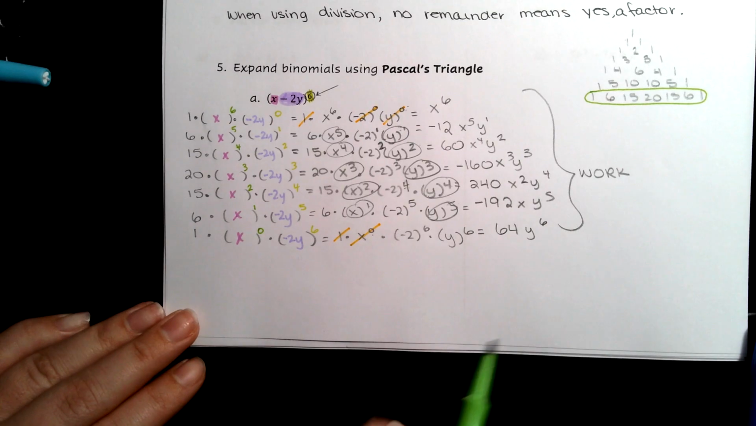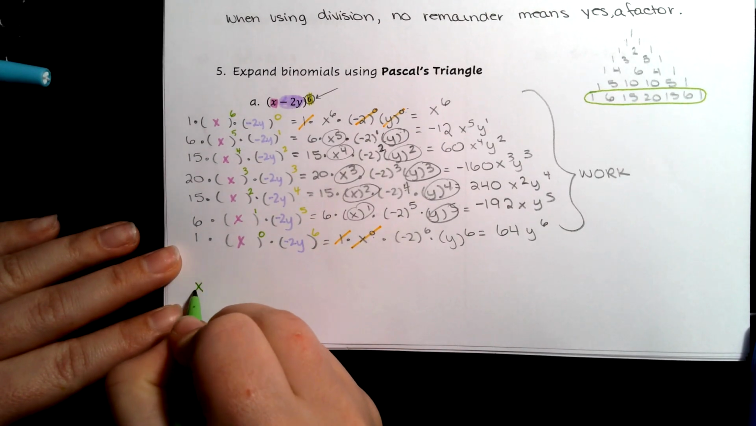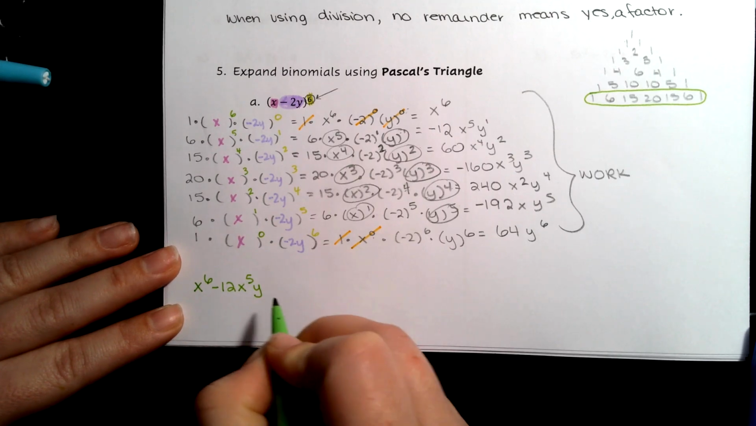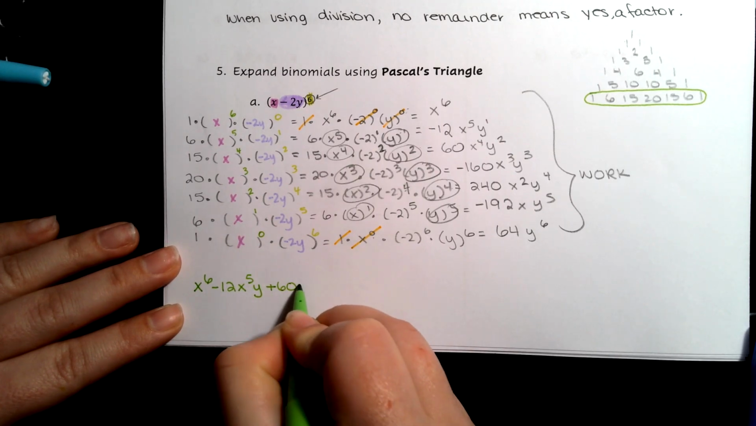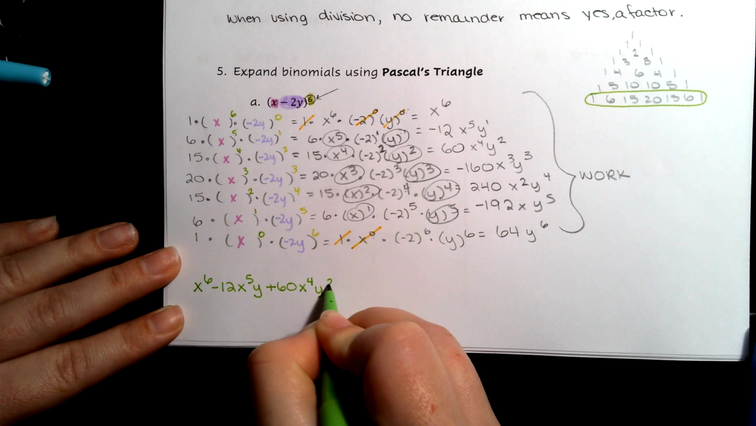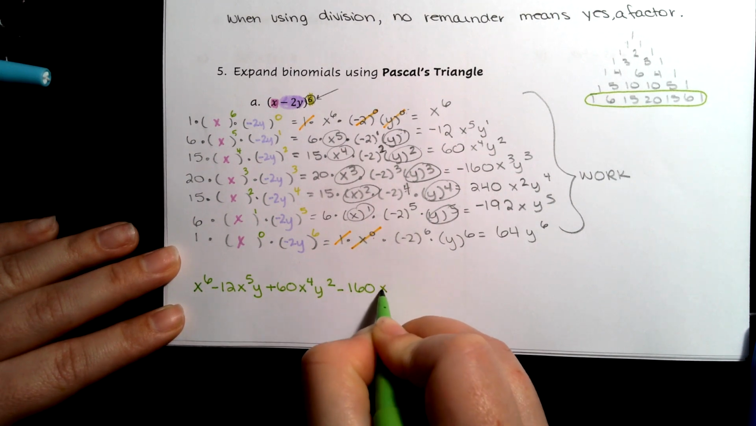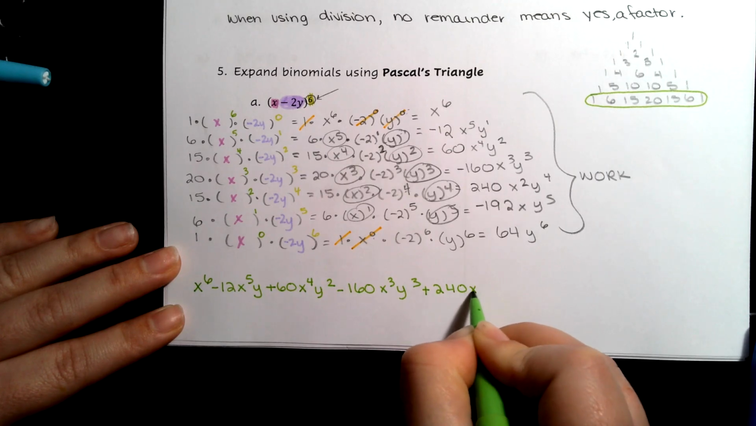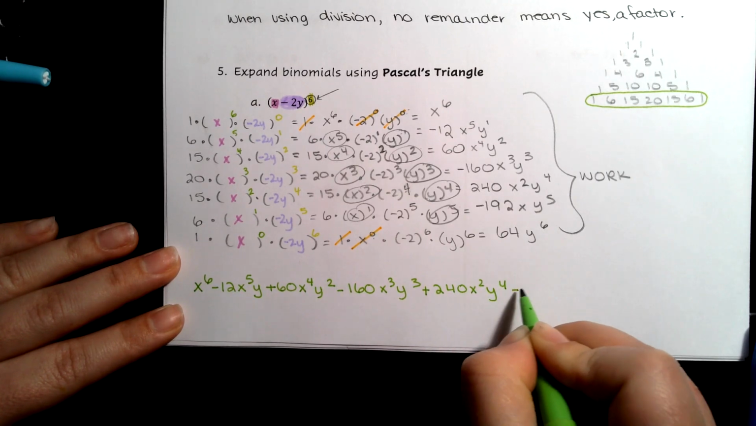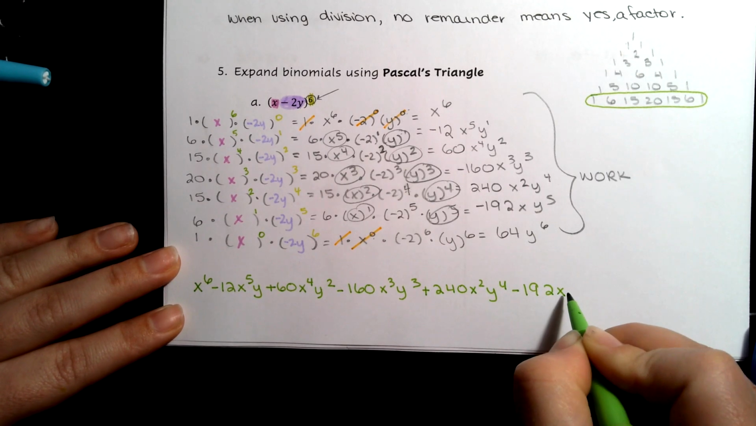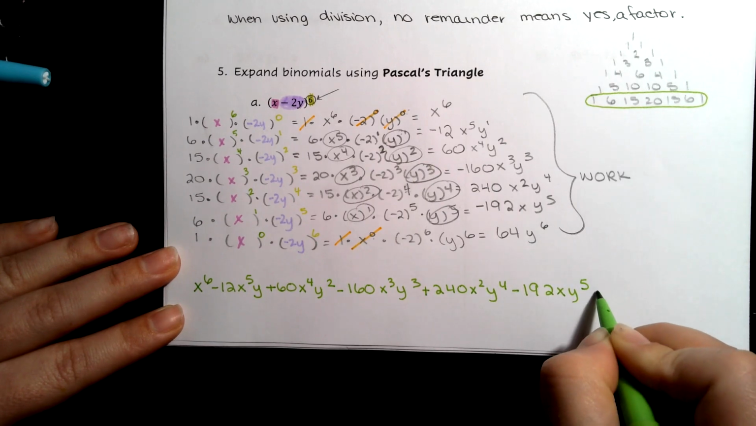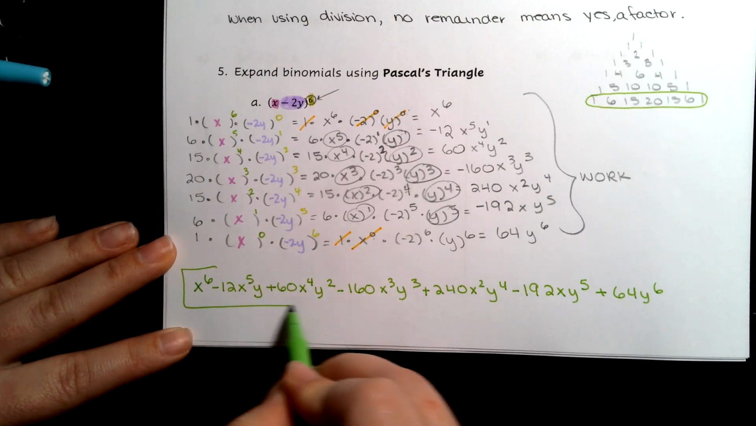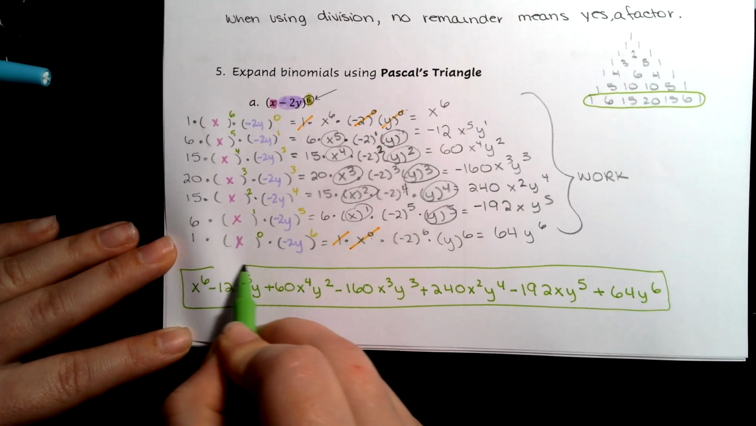So for my answer, let me shift this up a little bit. I get x to the 6th power minus 12x to the 5th power, y to the 1st power, plus 60x to the 4th power, y squared, minus 160x cubed, y cubed, plus 240x squared, y to the 4th power, minus 192x to the 1st power, y to the 5th power, and lastly, plus 64 y to the 6th power. So all of this needs to be placed in a box for your answer.